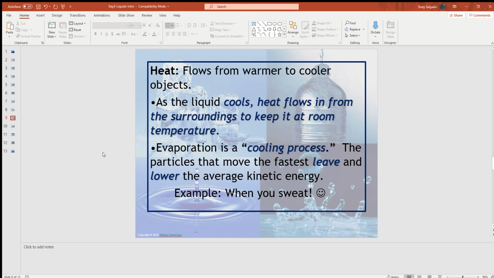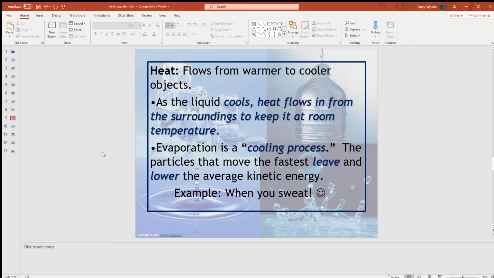So because of evaporation, let's go ahead and talk about what's happening to the temperature. Heat flows from a warmer to cooler object. Okay, heat transfers from warm to cold objects. So if your hands are really hot and you hold hands with somebody else and their hands are really cold, your heat is going to transfer to their colder hands.